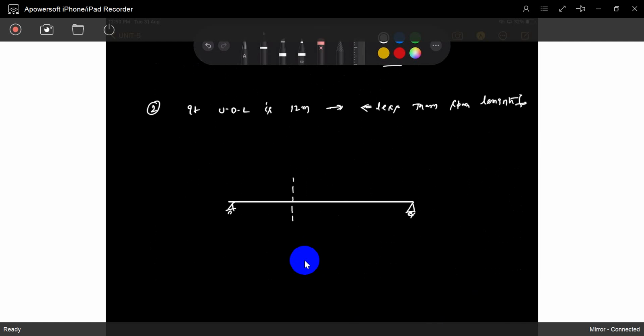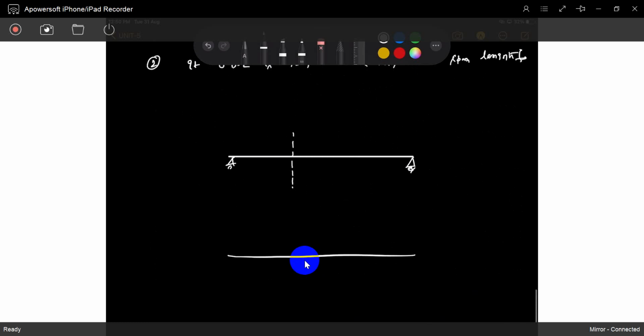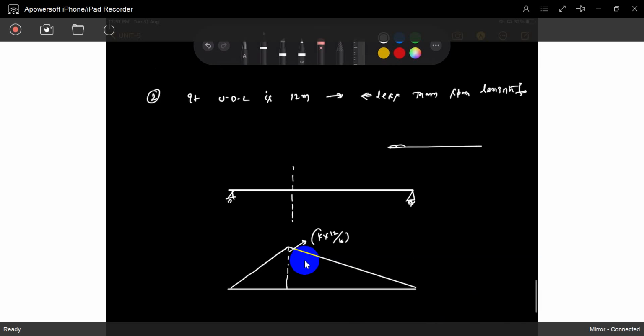So it's 4 meters. It's 4 into 12 by 16. The UDL length is what? 12 meters. So how can you put the 12 meters? How can we put that UDL on the span? Can you put it like this? Can you put it like this? 12 meters you have to put like this. It's 12 meters, it's 4 meters. You will get this intensity.